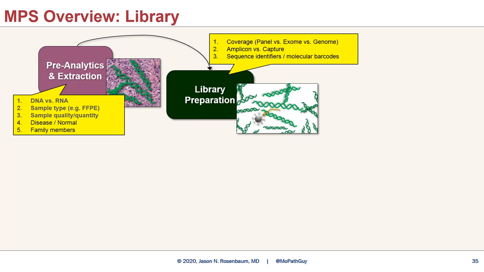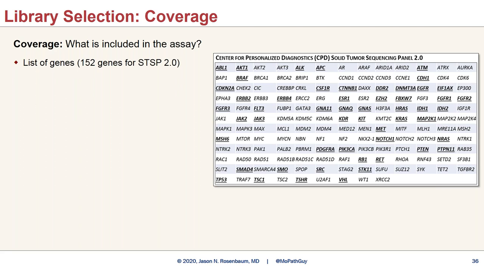Okay, a few minutes on library preparation and sequencing, and then we'll break until Thursday. So coverage. I've said coverage a couple of times. What does it mean? Coverage is literally what is included in the assay. And so for a solid tumor sequencing panel like you see here, like what I operate in most frequently, it's a list of genes. In the case of this assay, it's 152 genes.